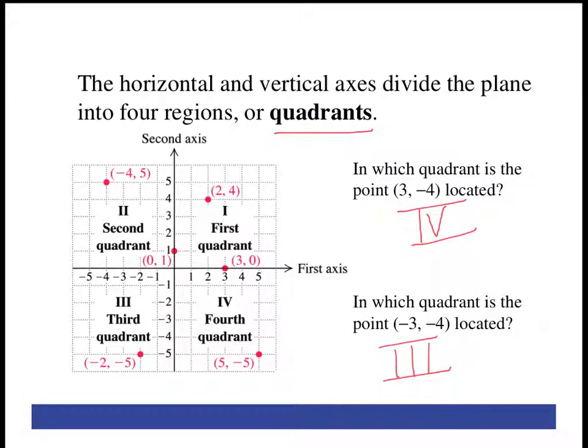The other thing that you need to notice about these, and make sure that you notice, if I go over positive and I go up positive, all of our ordered pairs that fall in this quadrant, not on an axis, are positive. In this one, the x value, the first coordinate, is negative, and the second one, the y coordinate, is positive. In the third quadrant, both are negative, and in the fourth quadrant, the x is positive and the y is negative.